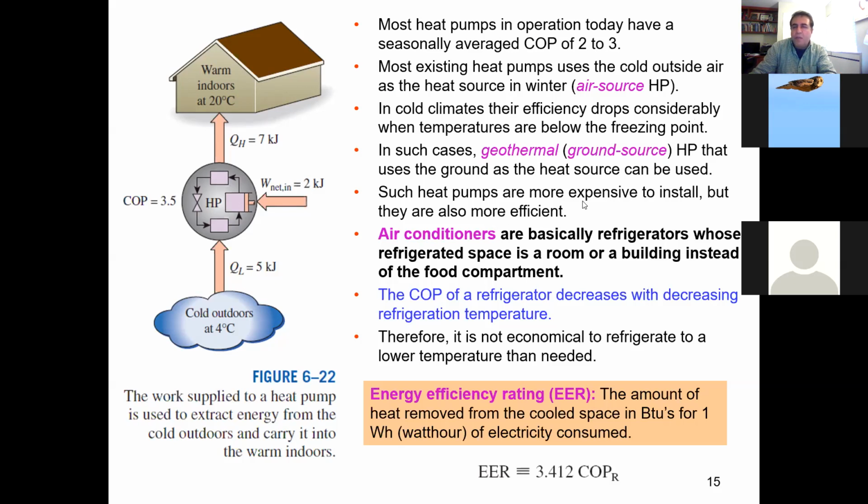Such heat pumps are more expensive to install, but they are also more efficient. Air conditioners are basically refrigerators. That's why I'm talking about the refrigeration here, the tons of refrigeration. So basically, they are refrigerators whose refrigerated space is a room or a building, instead of a compartment that you put your food in. The COP of a refrigerator decreases with decreasing refrigeration temperature.